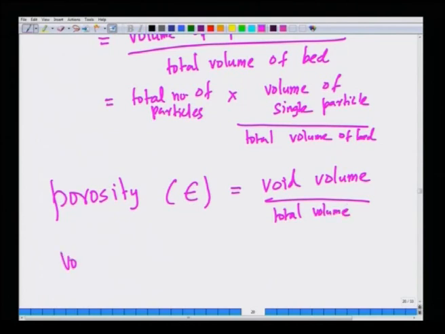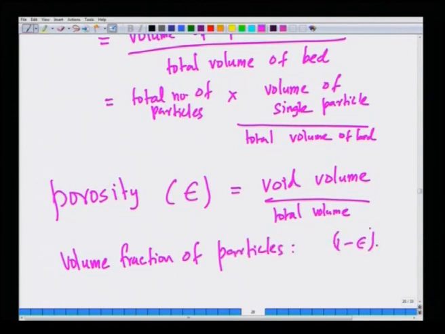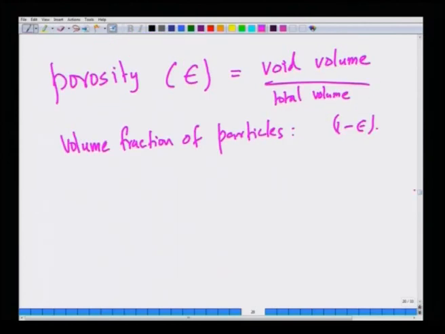So, the volume fraction of particles becomes 1 minus epsilon, because there are only particles and void, it is like a two component system. If voids are occupying a volume of epsilon, then the particles have to occupy the remaining volume. So, the fraction of that space is 1 minus epsilon.